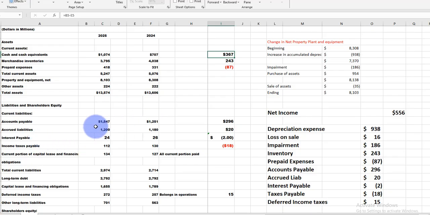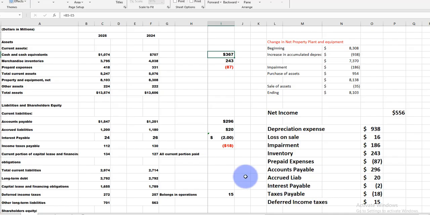We got accounts payable. The difference is 296. It's going up. An increase in liability means we have more cash. Accrued liabilities, same way, not as much, 20. So we have both those, accounts payable. Notice I haven't put increase or decrease. We can go back to that and fix that before we submit it to our readers and produce an actual financial statement. But for now, we're just labeling accounts payable, accrued liabilities.